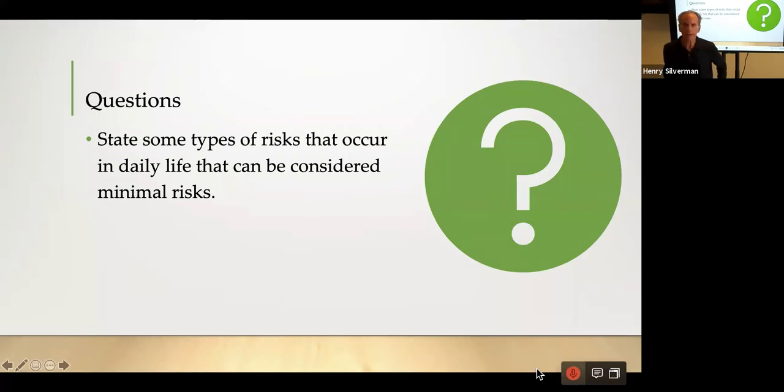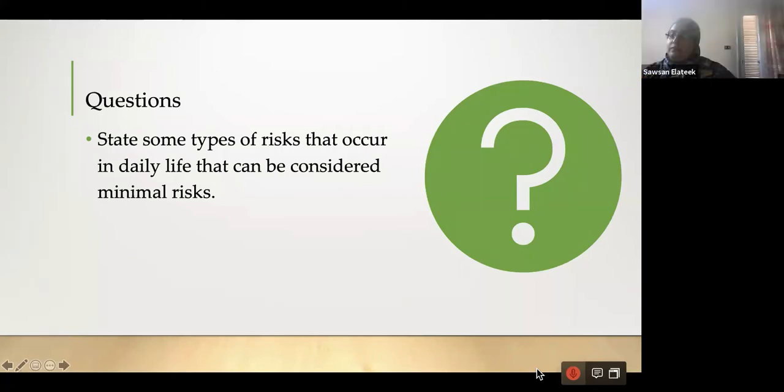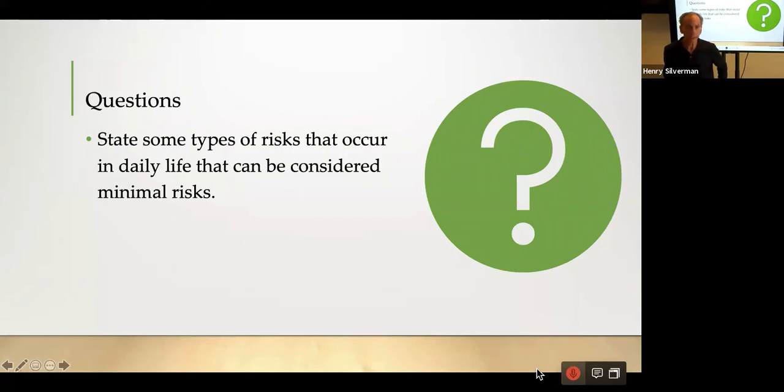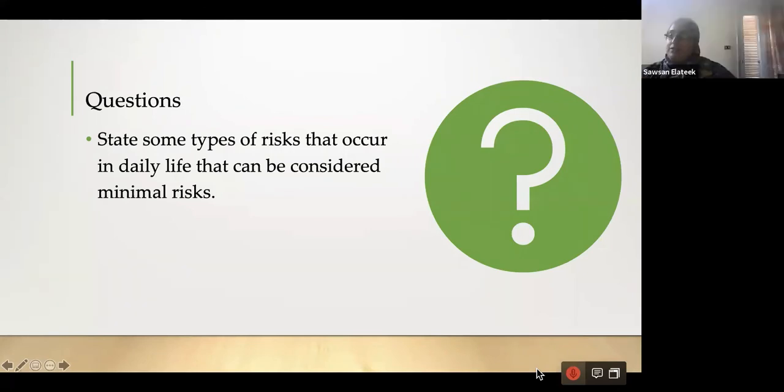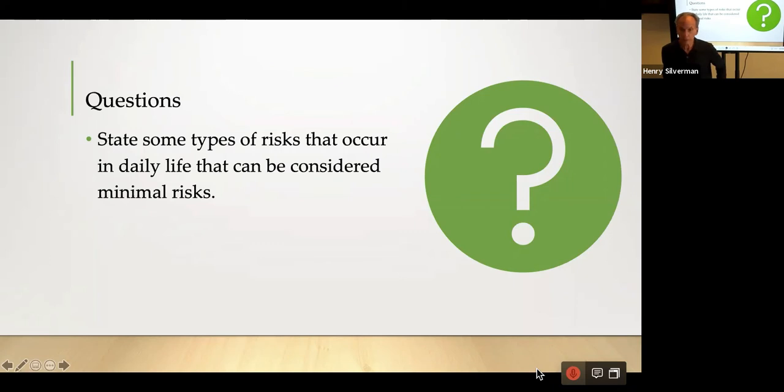What other activities that we do are associated with minimal risk in normal daily life? Taking the lift. What's that? Taking the lift. Using the elevator? Elevator. Yes, right, okay.